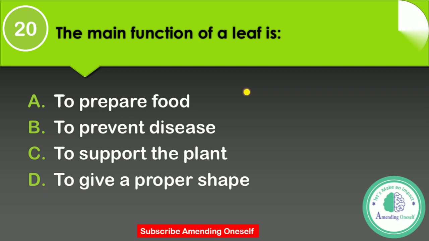Very interesting question. The main function of a leaf is, options are option A, to prepare food; option B, to prevent disease; option C, to support the plant; or option D, to give a proper shape. Very easy question, very easy. The main function of a leaf is, select from the following.